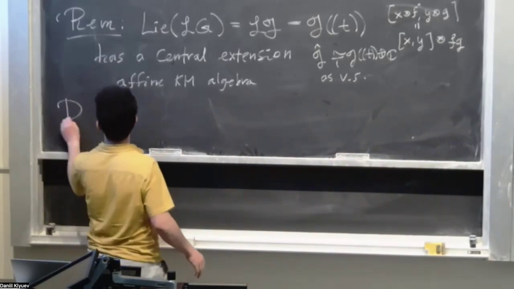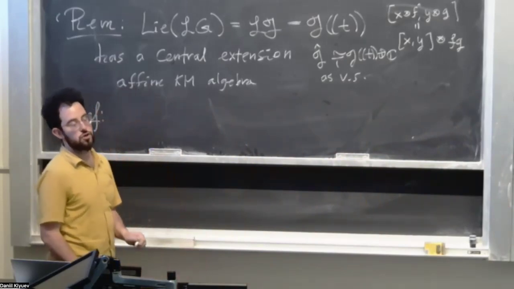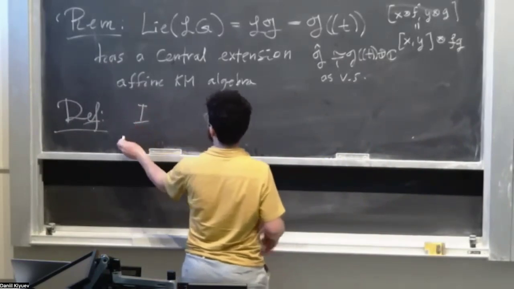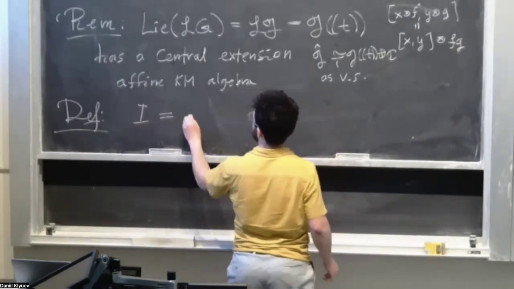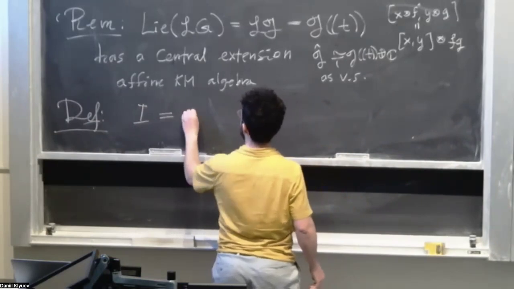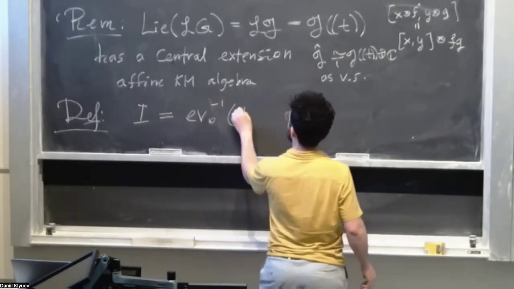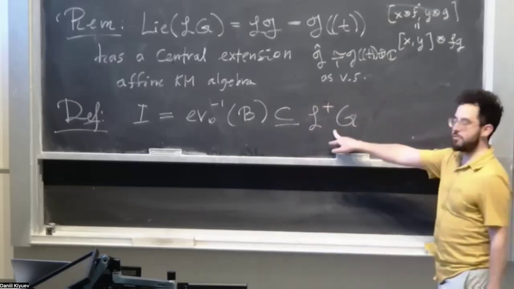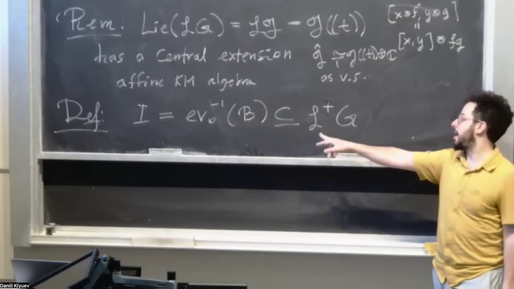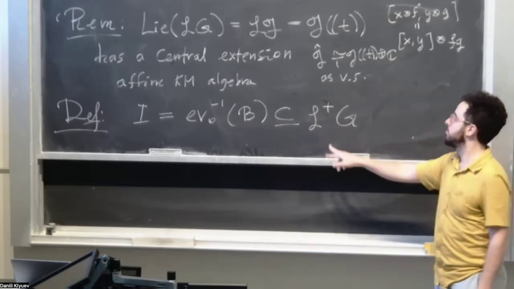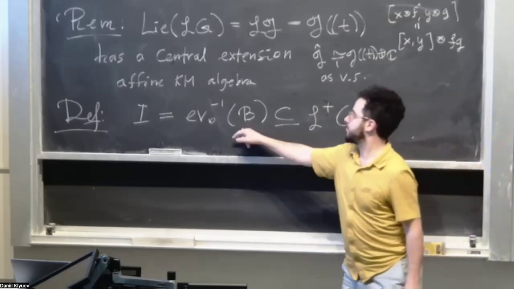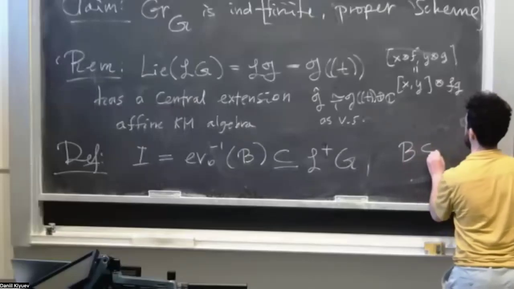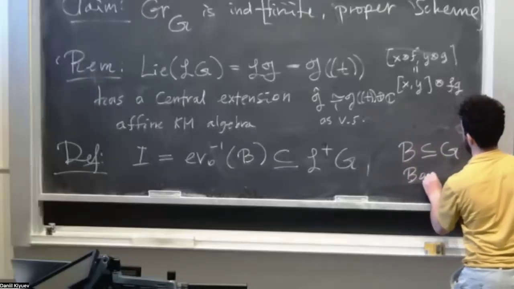Anyway, I wanted to say we also have the analog of G mod B, the flag variety. First we define the Iwahori subgroup. This is the pre-image of B, the Borel subgroup, under evaluation at 0. We have a map from positive loops to G, evaluating the power series at 0, and then we take the pre-image of B, the Borel subgroup.